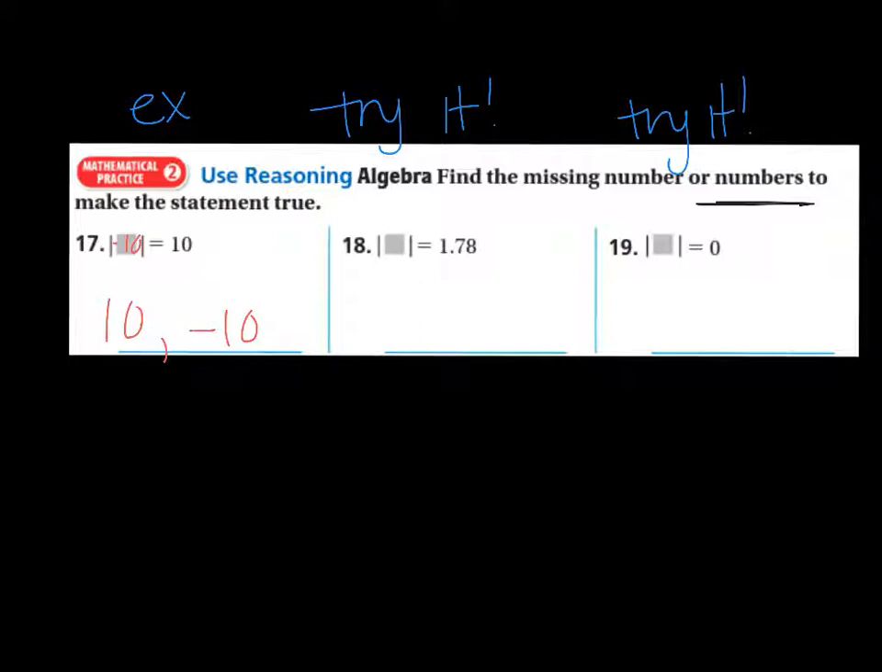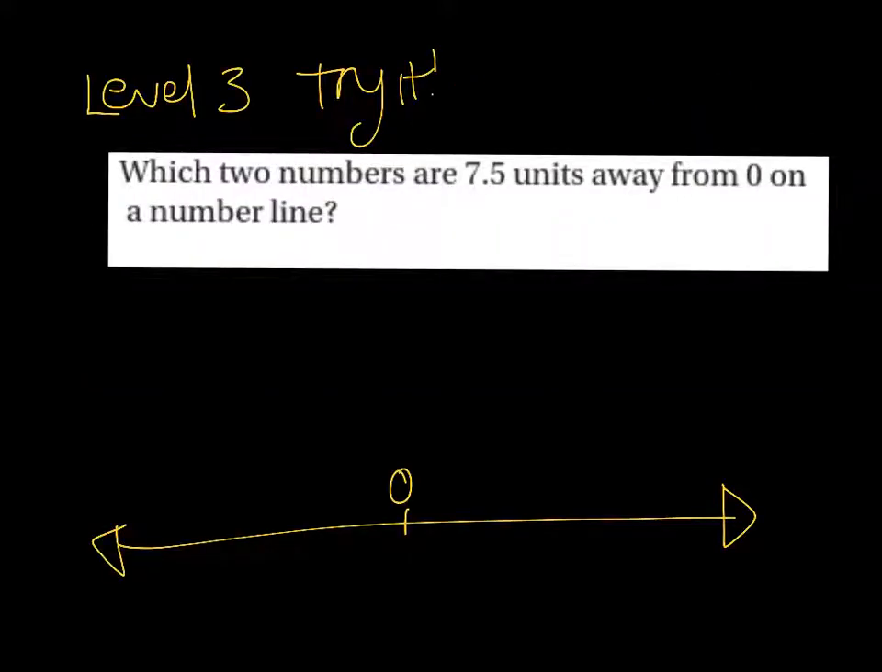Okay, so you're probably like, oh, Mrs. Twisdale, this is easy. It could be 1.78 or negative 1.78. Number 19 is a little bit harder. The absolute value of 0 is 0. That's the only option is 0, because you can't have a negative 0. No such thing as negative 0. So we'll get rid of that. So just 0 on number 19. Okay, here's your level 3 try it problem. Which two numbers are 7.5 units away from 0 on a number line? Go ahead and try this on your own.